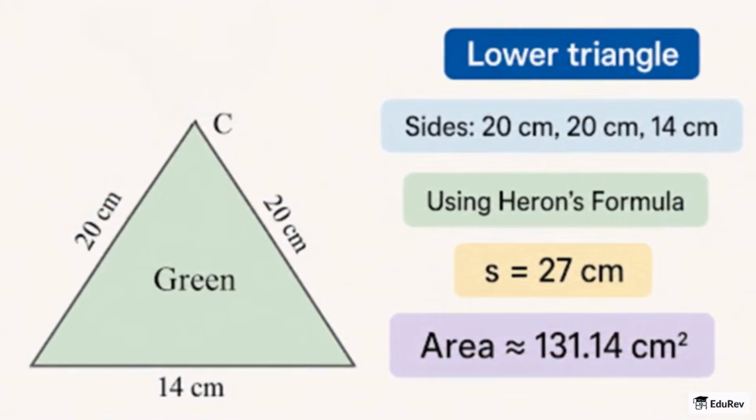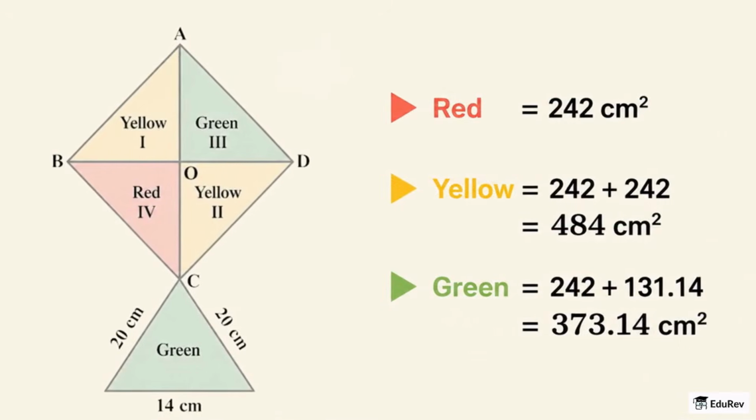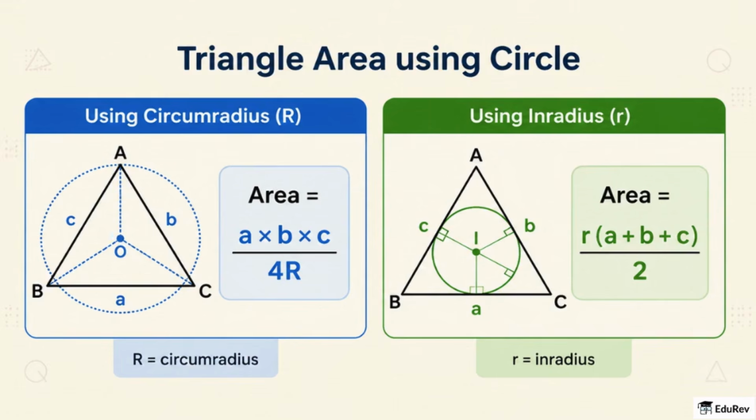To find the lower small triangle with sides 20, 20, 14, use Heron. S equals 27 and area comes to about 131.14 square centimeters. So area of red region equals 242, yellow equals 242 plus 242 equals 484, and green equals 242 plus 131.14, which is 373.14 square centimeters.